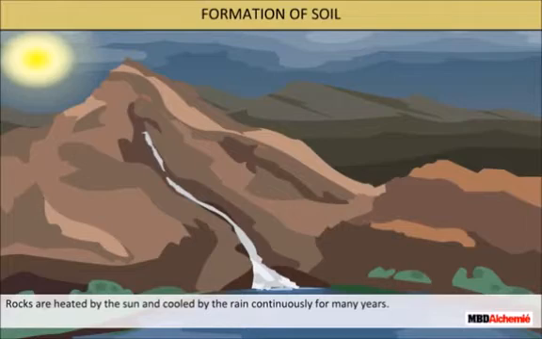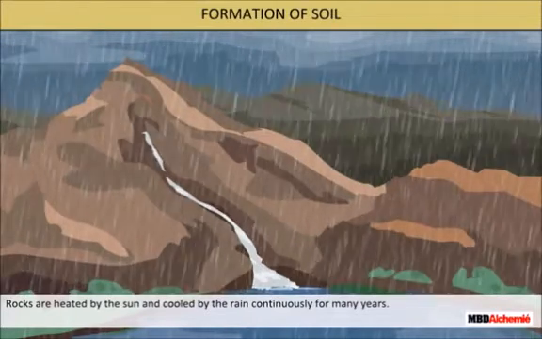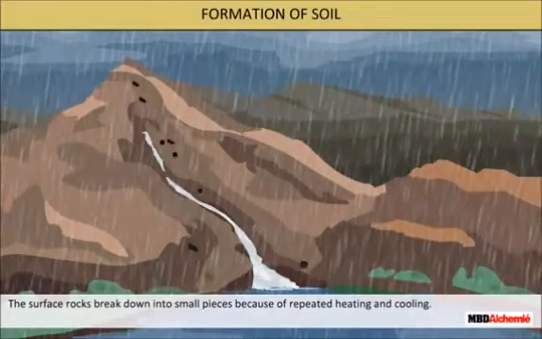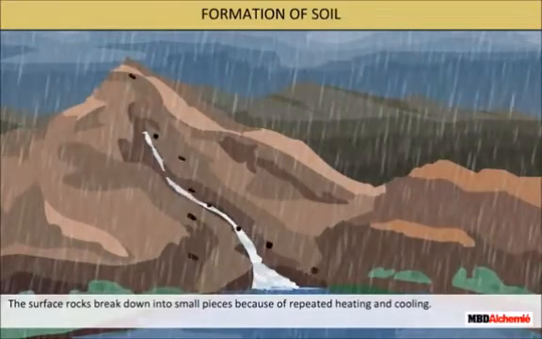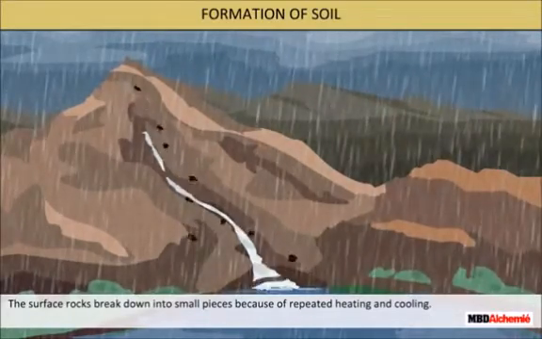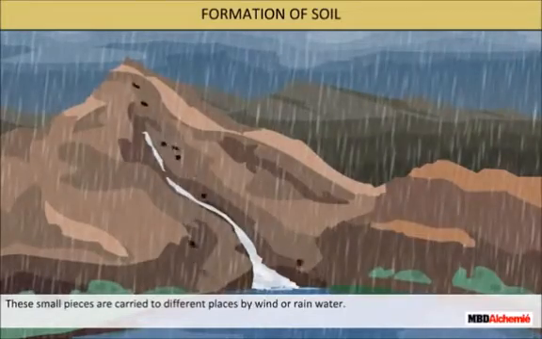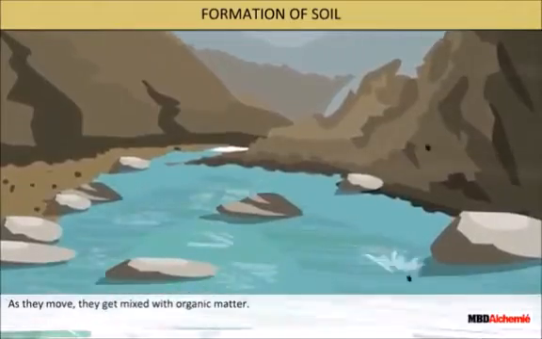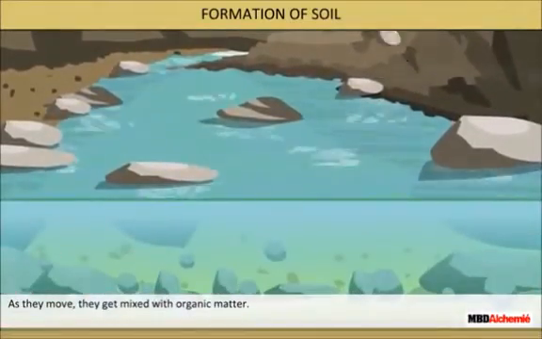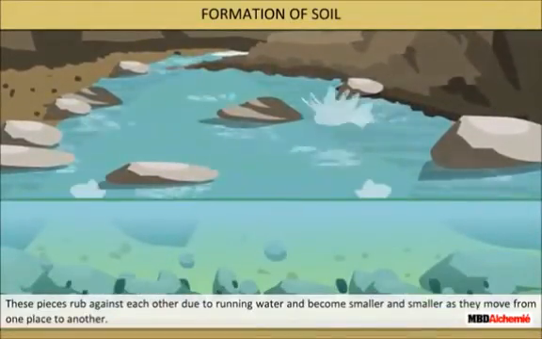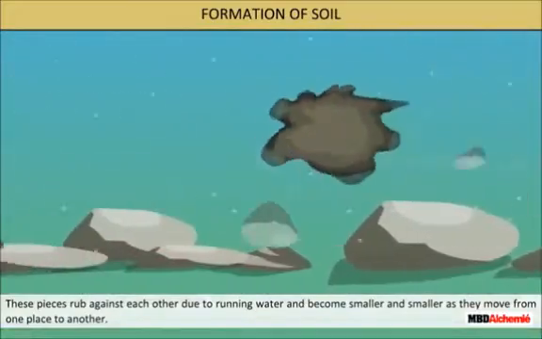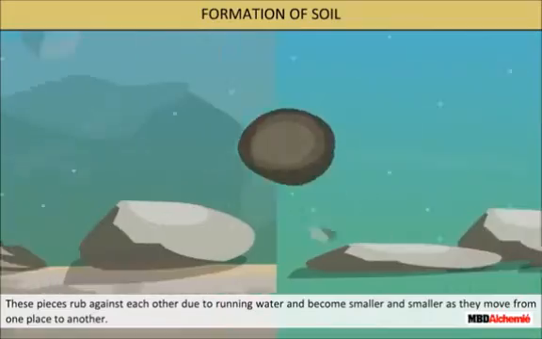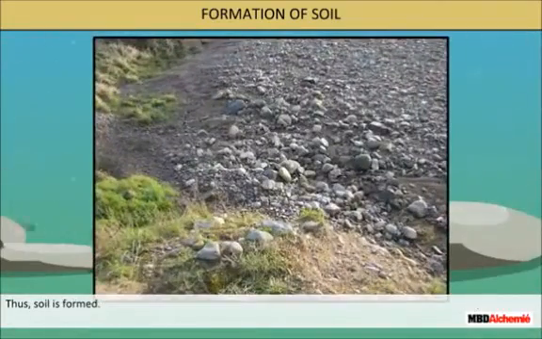Rocks get heated by the sun and cooled by the rain continuously for many years. The surface rocks break down into small pieces because of repeated heating and cooling. These small pieces are carried to different places by wind or rainwater. As they move, they get mixed with organic matter. These pieces rub against each other due to running water and become smaller and smaller as they move from one place to another. Thus, soil is formed.